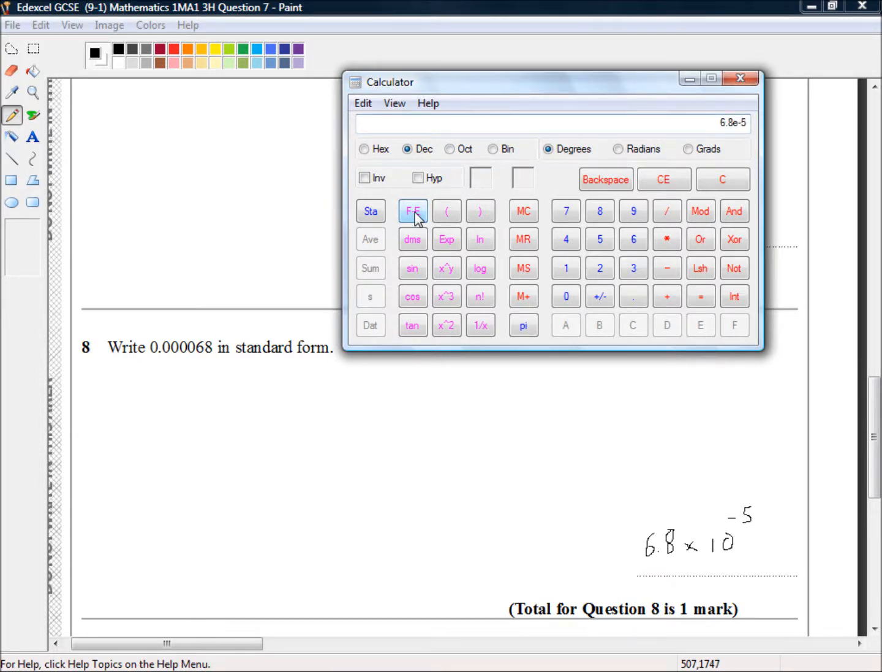But if you're not confident and you want to check on your calculator, you are allowed to do that, and it's not cheating.